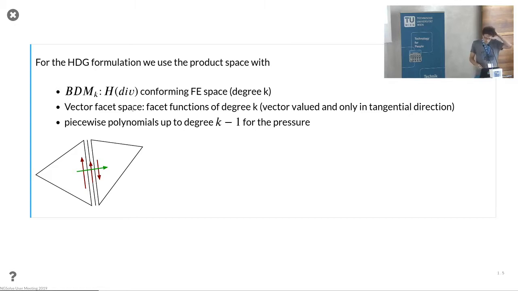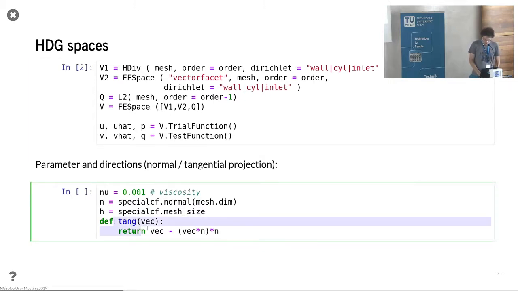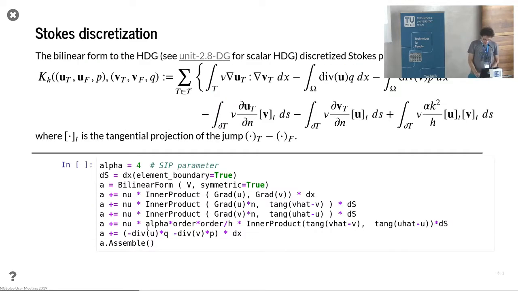Okay, and the corresponding fitting pressure space to that is just obtained by taking the divergence of the space, which just means you take a piecewise polynomial discontinuous one degree less. Okay, and this is the space, so we have an HDiv space of a corresponding order with corresponding boundary conditions. You have a vector facet space of the same order. You have one order less for the pressure space, and you put them together in one product space. Okay. We also have here the tangential projection involved, which is just on every facet subtracting the normal components, which we'll need in the formulation.